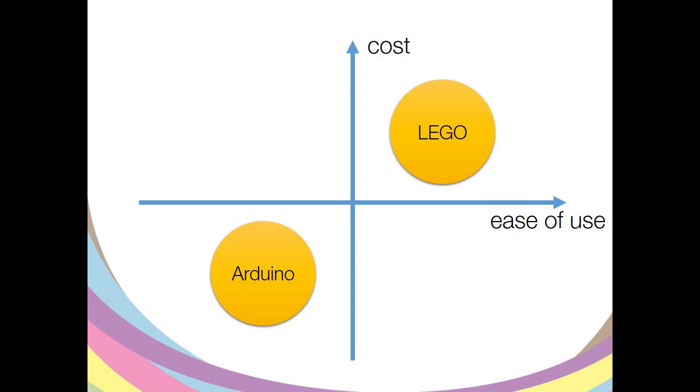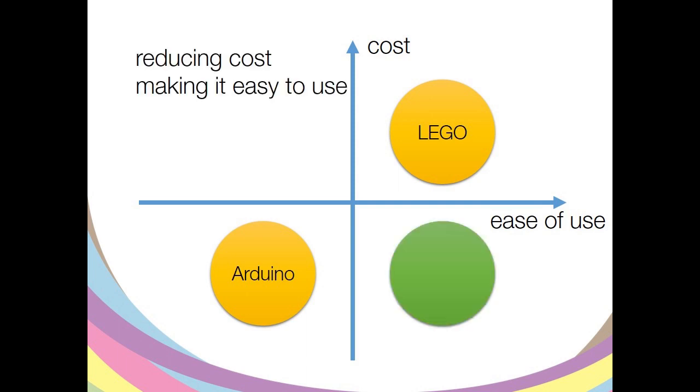So what we did in the 90s with Lego was to make all of those devices really easy to use. And what Arduino and wiring and all of that did was to make a lot of those devices cheap and low cost. So now the big opportunity for the open hardware community is to go to this quadrant here, reducing cost and making things easy to use.